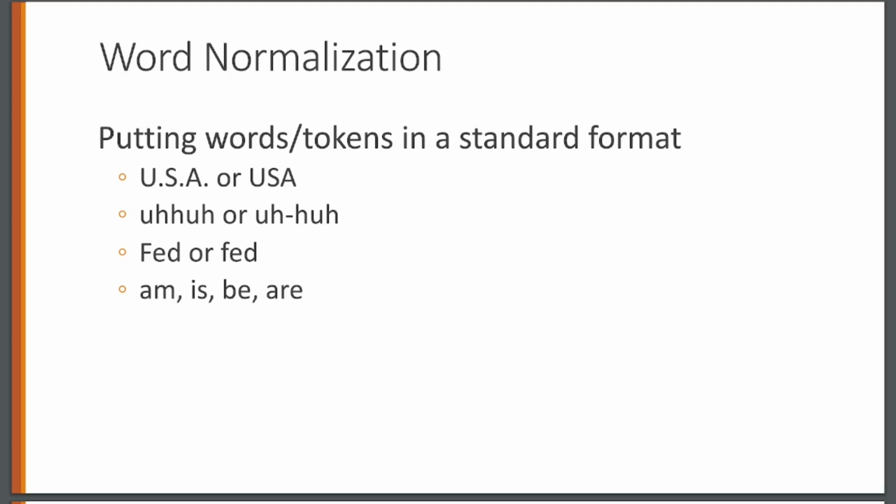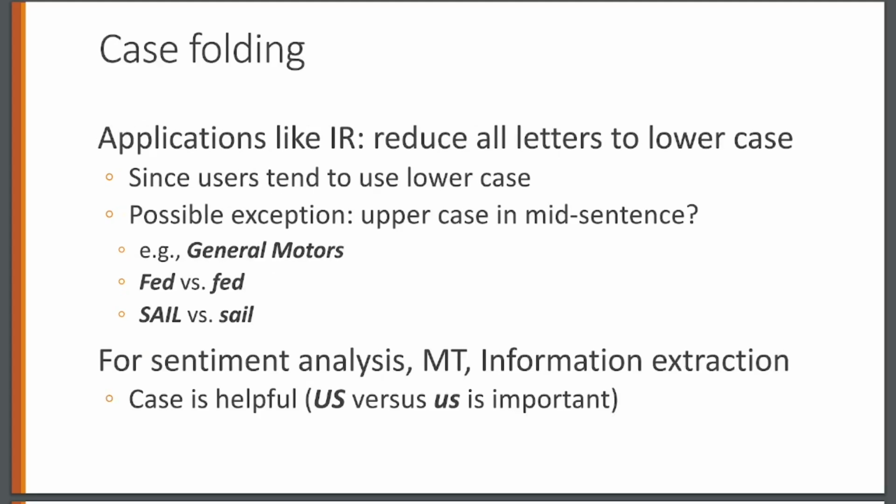Words that appear at the beginning of a sentence are going to be capitalized, but they're the same word as the uncapitalized version that appears in the middle of a sentence. So, for instance, Fed or fed. And am, is, be, and are are all conjugations of the same word, right? They all share a similar stem. So, tokenization is still not our answer to how many words are in a sentence. Now we need to talk a little about normalization.